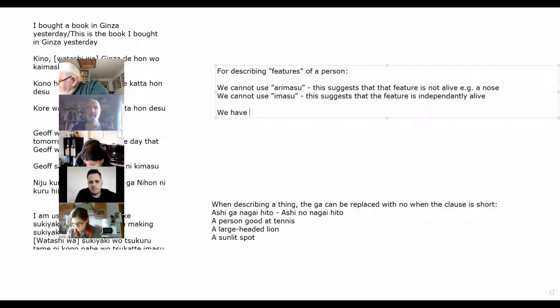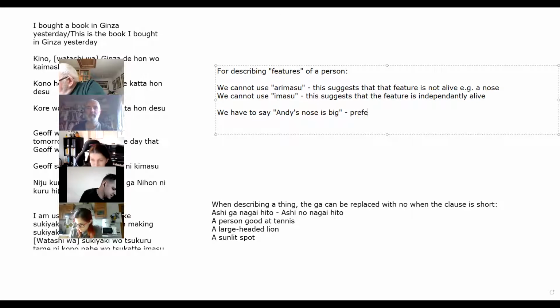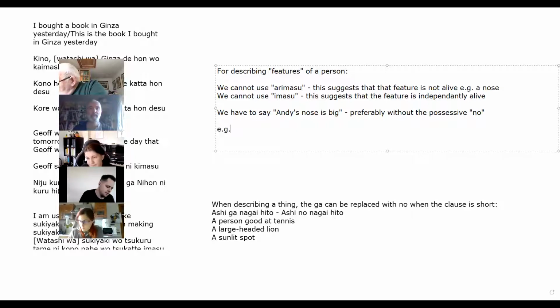We have to say Andy's nose is big, but preferably without the possessive no. E.g. Andy wa hana ga ookii desu.